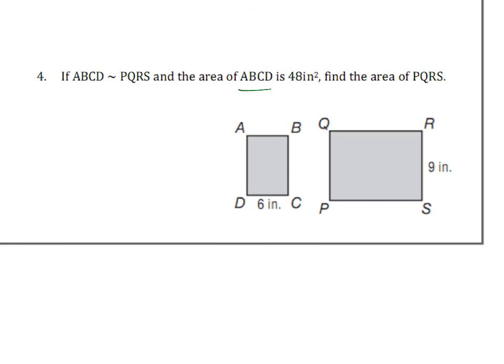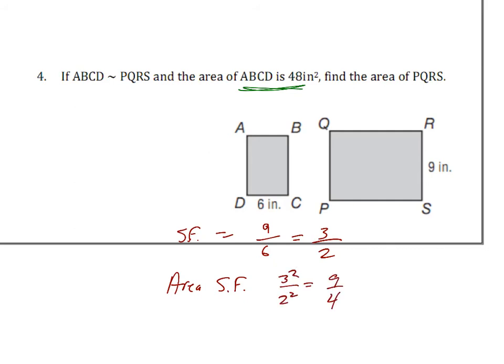So they tell me that the area of ABCD is 48. So my scale factor is 9 over 6. So that becomes 3 over 2. That's simplified. So now to get my area scale factor, that's going to be 3 squared over 2 squared. So that's going to be 9 over 4. So 9 over 4 is my area scale factor.